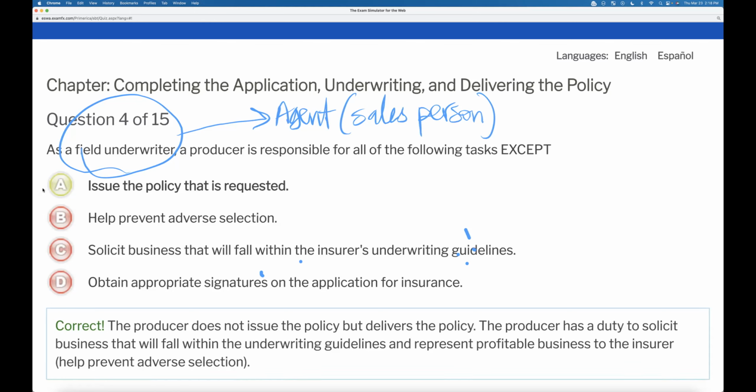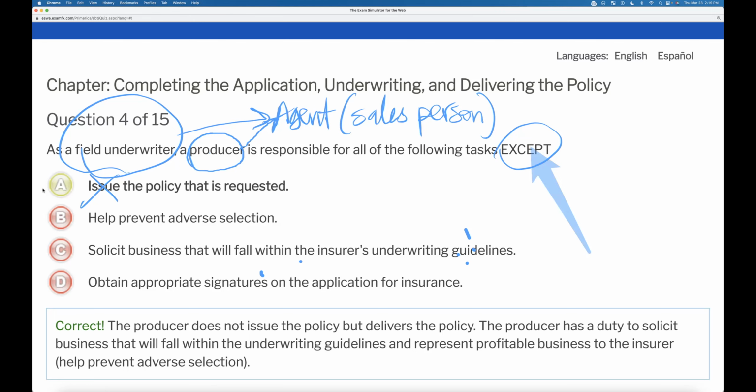So the producer, as a field underwriter, a producer is also the agent, okay? That's you as a salesperson, you as the agent. You cannot issue policies. Only the insurance company can issue policies. We're looking for accept. You've got to remember the word accept.